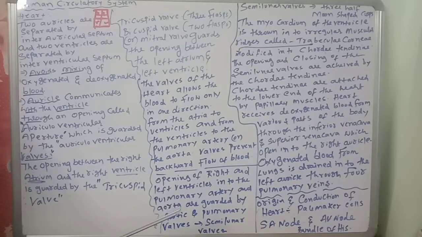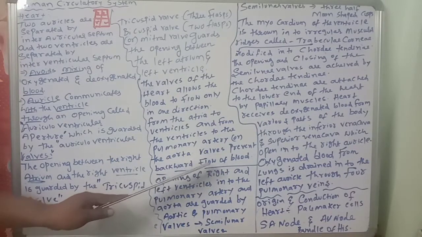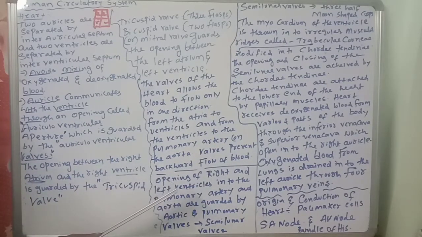Pulmonary artery or the aorta. These valves prevent the backflow of the blood. Next important one: the openings of the right and left ventricles into the pulmonary artery and aorta are guarded by aortic and pulmonary valves.